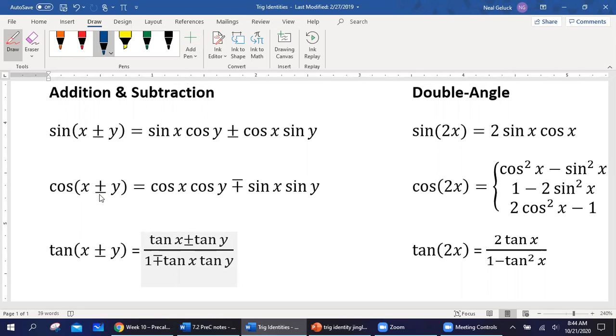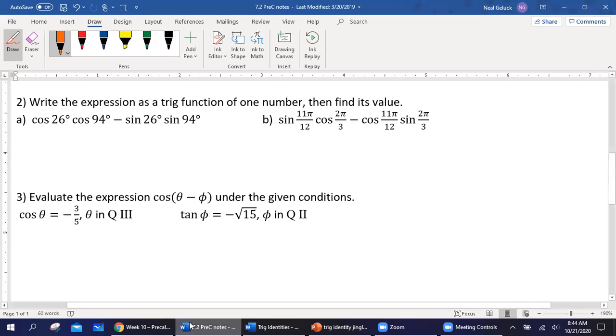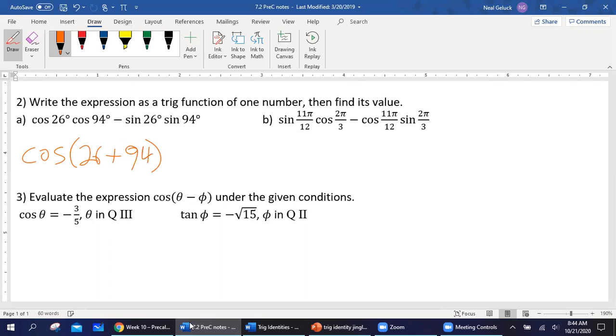So we're basically going from right to left on these. This is going to condense into the cosine of two things. And now the question is, was it added or subtracted? Well, cosine flipped the sign, so it's going to become a plus. 26 plus 94. So this turns into the cosine of 120 degrees, which is just negative a half.